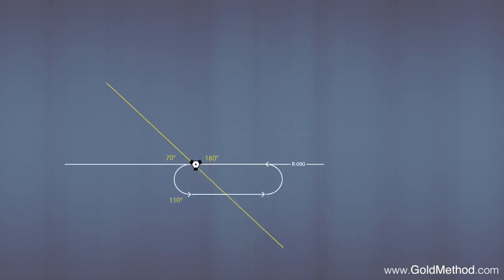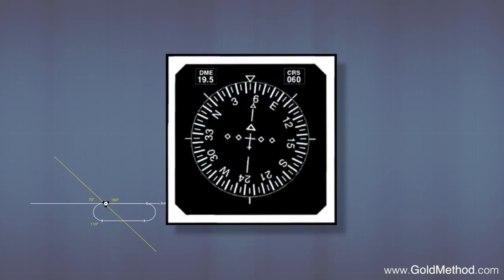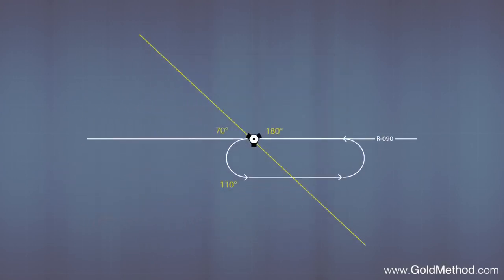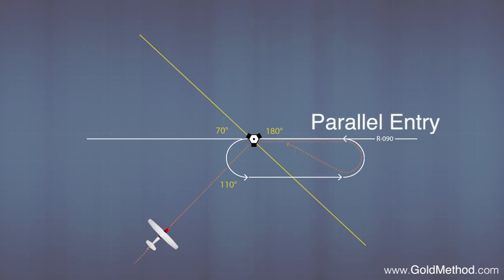Let's find the airplane. This question gives us the same HSI as the previous question. So we know that we are tracking the 060 radial inbound, which puts us southwest of the station on the 240 radial. Only this time we're holding on the opposite side. So that puts us in this sector here, making it a parallel entry.